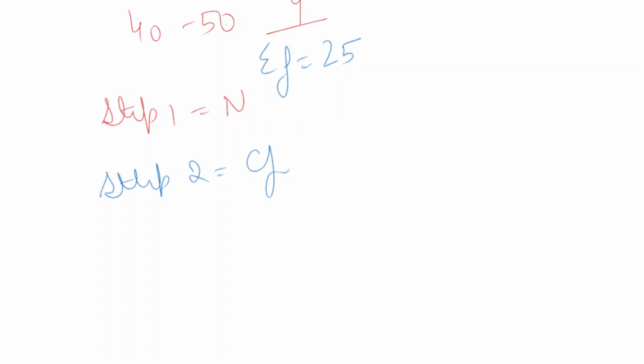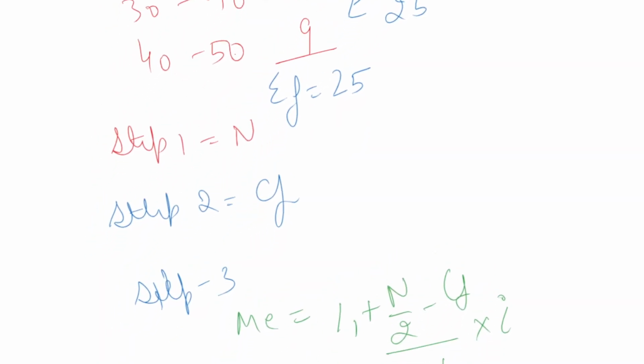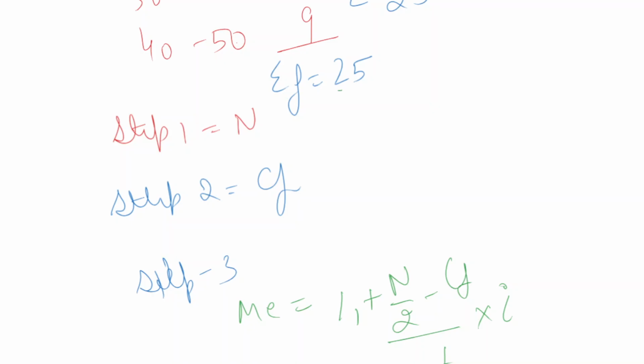Now our next step is to plot it in a formula. The formula for the median is: ME equals L1 plus (n by 2 minus CF) upon f, into i, right? Now we have one new value, n by 2, and you have found n that is 25. So n by 2 is 25 by 2, that is 12.5, right?